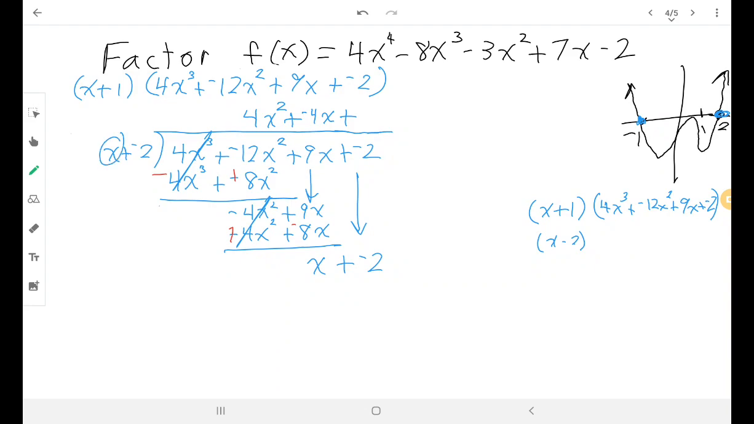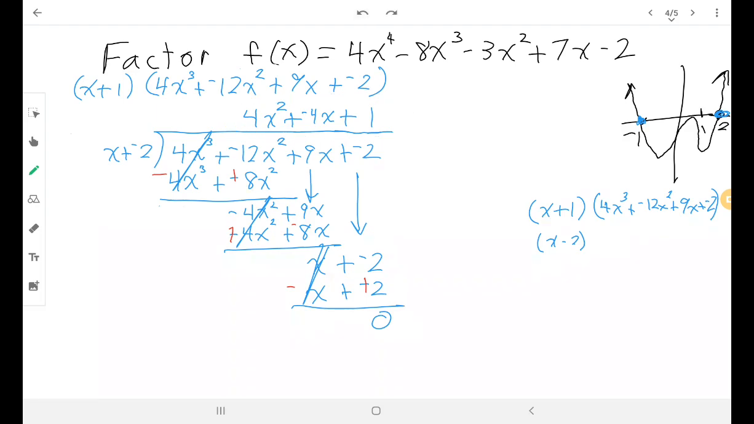What do I got to multiply by this to make this? And the answer is 1. 1 times x equals x. So we'll put a 1 there, and 1 times x equals x, plus 1 times negative 2 equals negative 2. We'll change the signs so that we're subtracting. Those two cancel, and these two make 0, which we already knew because we knew that 2 was a root, so x minus 2 had to be a factor, and the whole point was to get this, right?